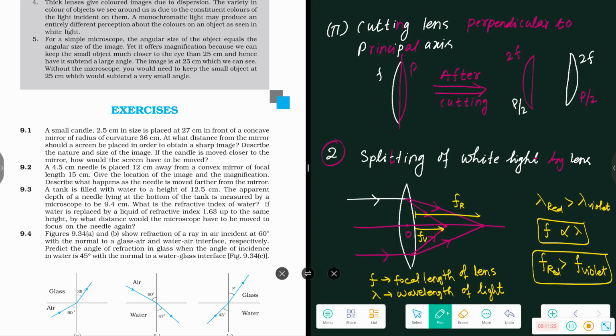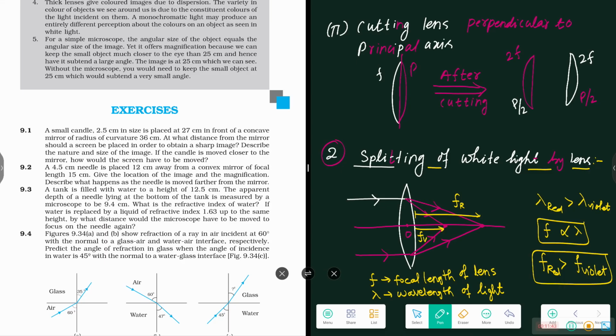Splitting of white light by a lens. So red and violet, how they are splitting, you try to check. Red focal length will be more than violet focal length, as wavelength is more, and wavelength and focal length are directly proportional. Yes or no? So remember this one, so you write this.